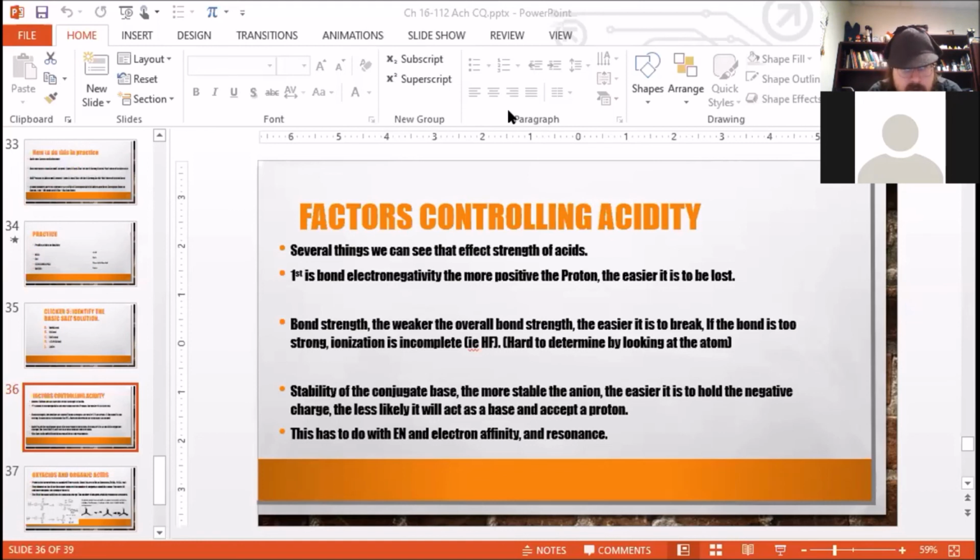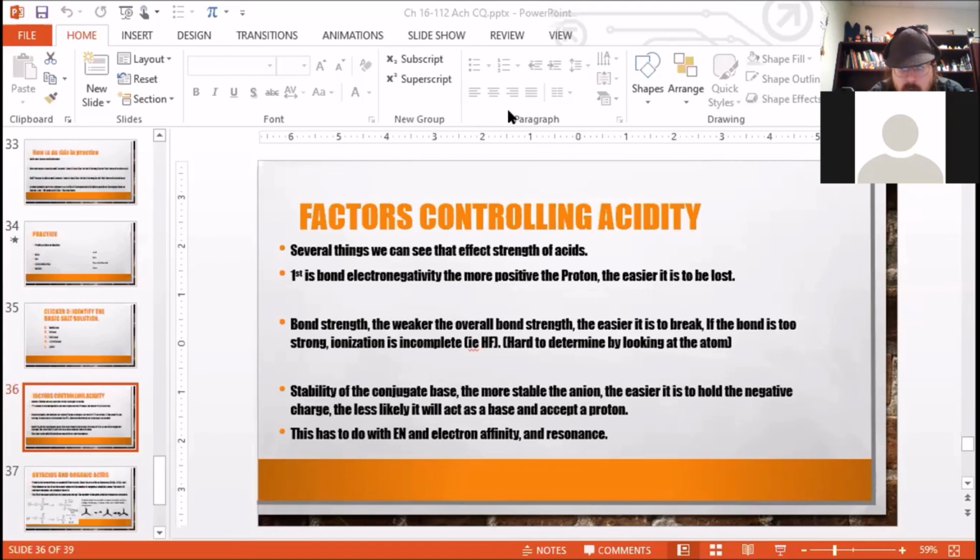So bond electronegativity is a big thing, but also bond strength. But one thing you should be able to see, even if you don't remember your electronegativity trends, is the stability of the conjugate base. The more stable the anion, the easier it is to form an acid. So, what do you think?